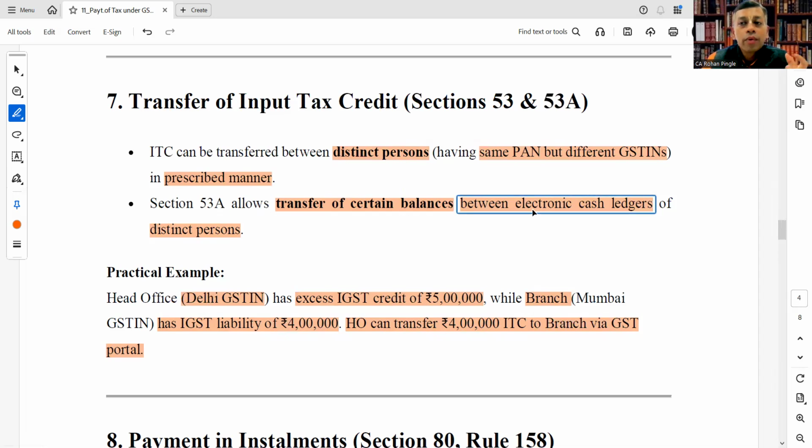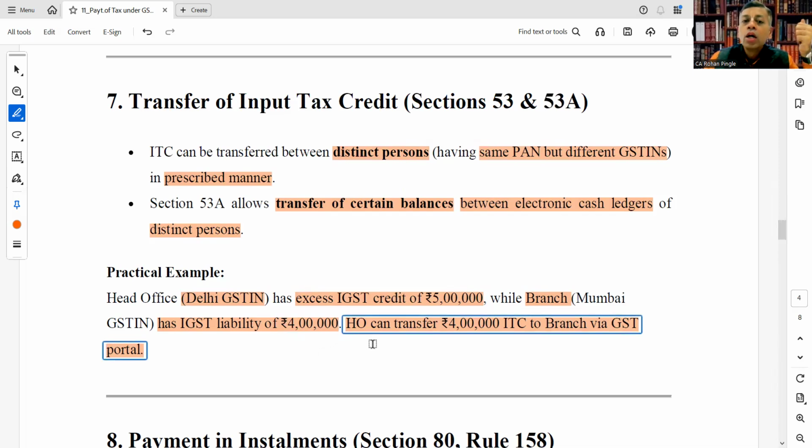So if you have credit in your HO or in another part, and you have liability in your other distinct place, that is, like if you have head office in Delhi with excess IGST credit of 5 lakhs, which is not available to utilize, then you can use it for your branch in Mumbai if you have an IGST liability there of rupees 4 lakhs or whatever it may be. And you can transfer that 4 lakh ITC to the branch via GST portal. That is the transfer of input tax credit.